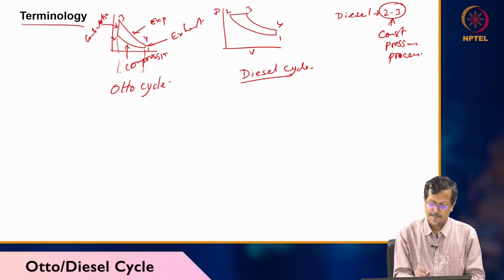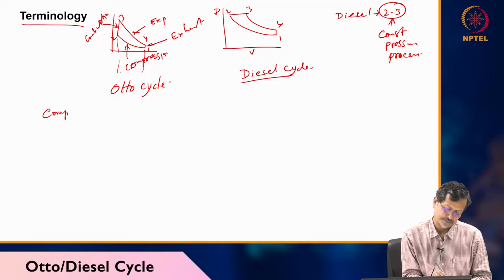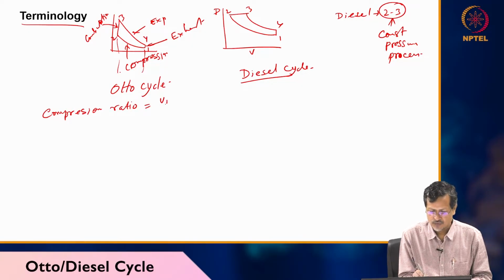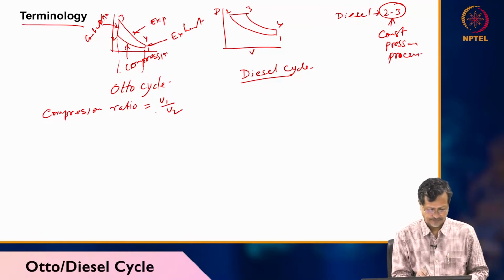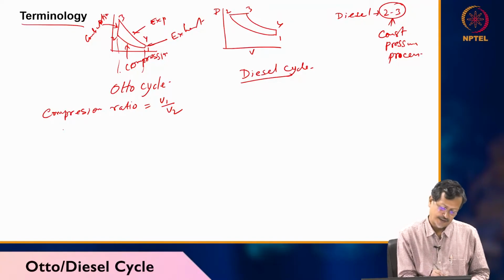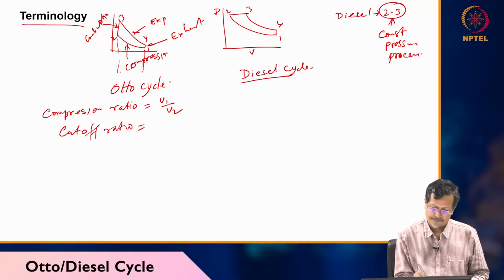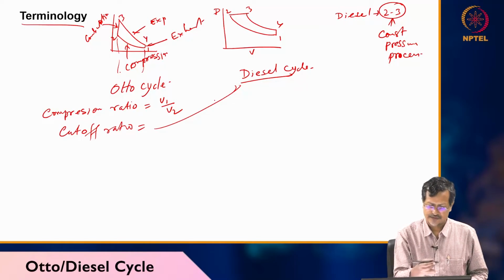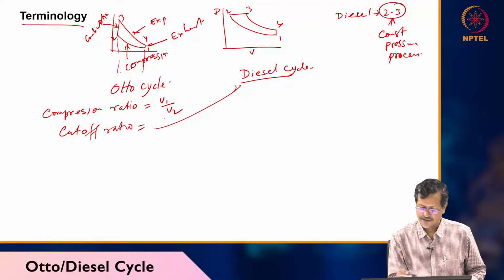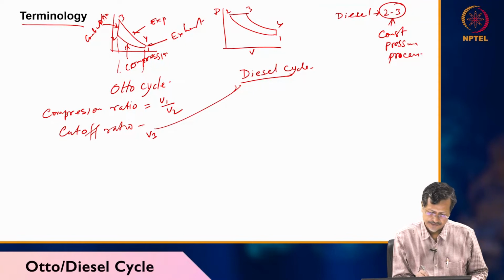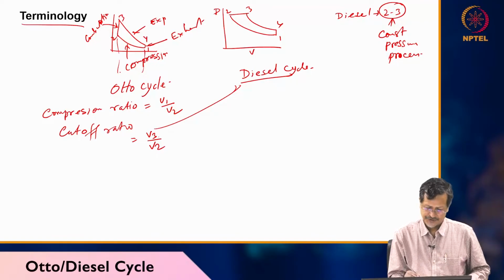Okay, so compression ratio, these terms you have to remember. Compression ratio equals V1 by V2, that is V max by V min. Okay, cutoff ratio. Cutoff ratio for the diesel cycle, for this one, equals V3 by V2.